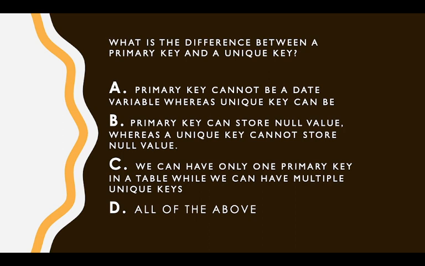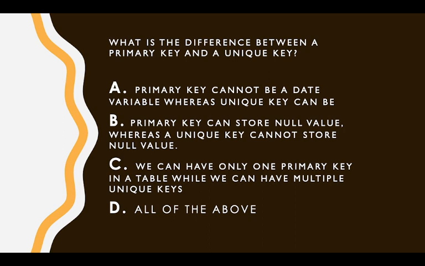Let us see our option number C, which says we can have only one primary key in a table while we can have multiple unique keys. But first, coming to option B, it would be incorrect. Why? Because they have mentioned the opposite thing. Primary key can store null value? No, primary key cannot store null value, whereas unique key can store null value. So this is actually the major difference between primary key and unique key. So option B would be incorrect because it is saying the opposite thing.